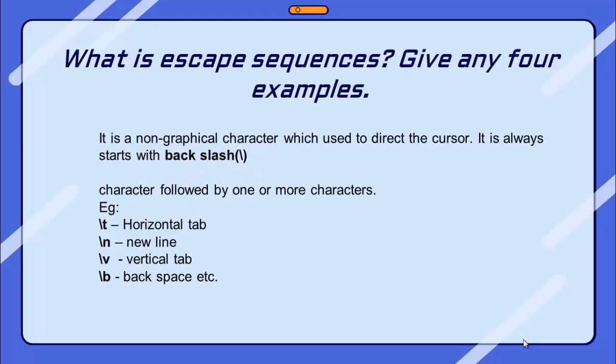What is an escape sequence? Give any example. It is a non-graphical character which is used to direct the cursor. It always starts with a backslash, which cannot be directly typed by the keyboard. The other name given for escape sequence is non-graphical characters. \t is for horizontal tab, \n is for new line, \v for vertical tab, \b is for backspace.